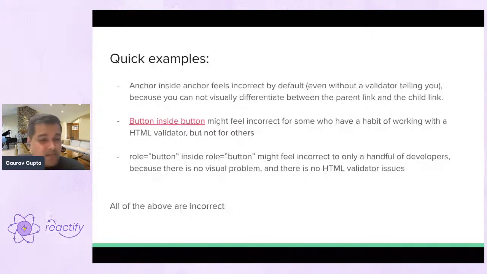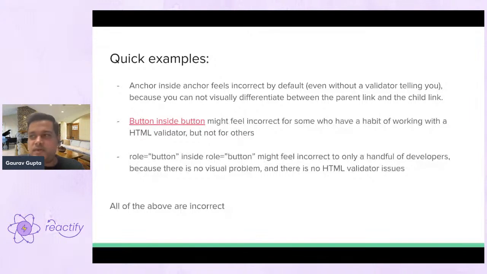Then the third one is definitely problematic and very specific, even for people who have been working with markup for a while. Once you use role equal to button inside another role equal to button, this wouldn't by default feel incorrect to you, because you know that anchor inside anchor looks incorrect since you've been working with the anchor element for a long time. Button inside button might look incorrect because you've been working with button elements for a long time.